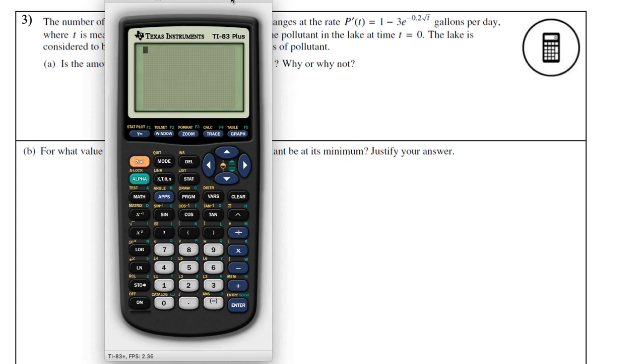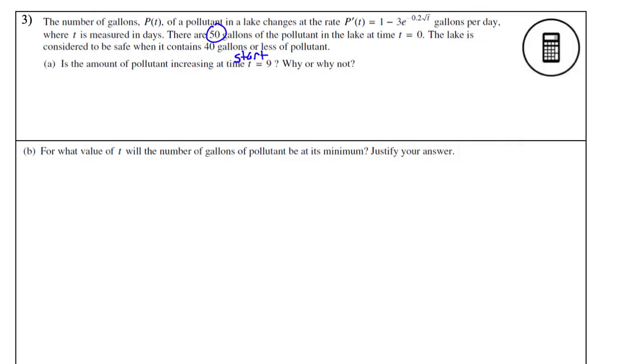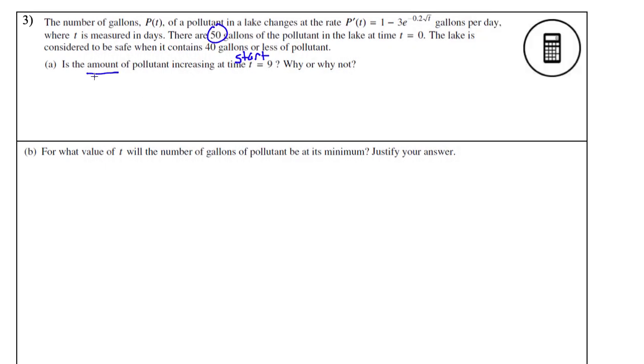Clear. And then coming back to the question, I'm taking a look at the amount of pollutant, and is that increasing or decreasing? Whenever I'm talking about increasing or decreasing, it's always taking the derivative of whatever I was talking about. So the derivative of the amount. Well, the derivative of the amount is the rate, and we were given an equation for rate, so really we just need to plug in 9 into our rate and we're done.